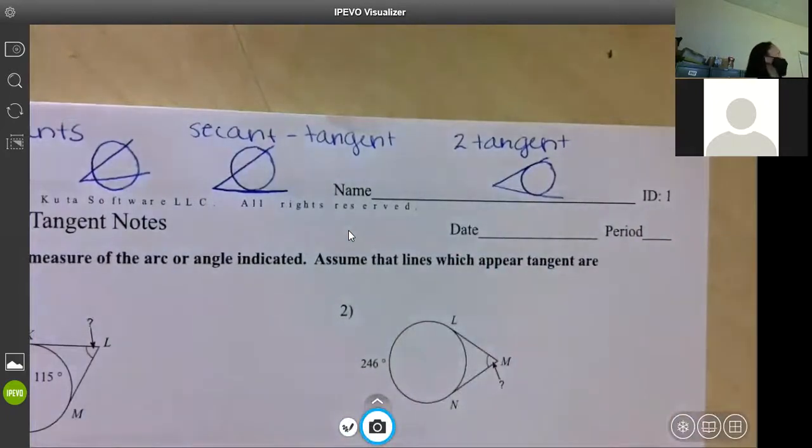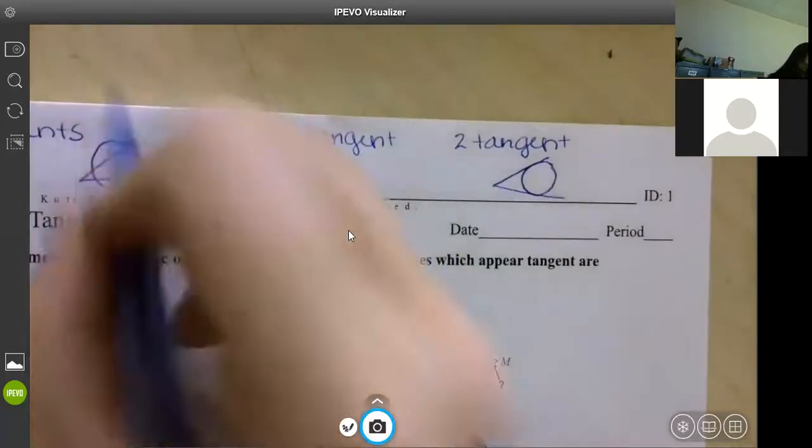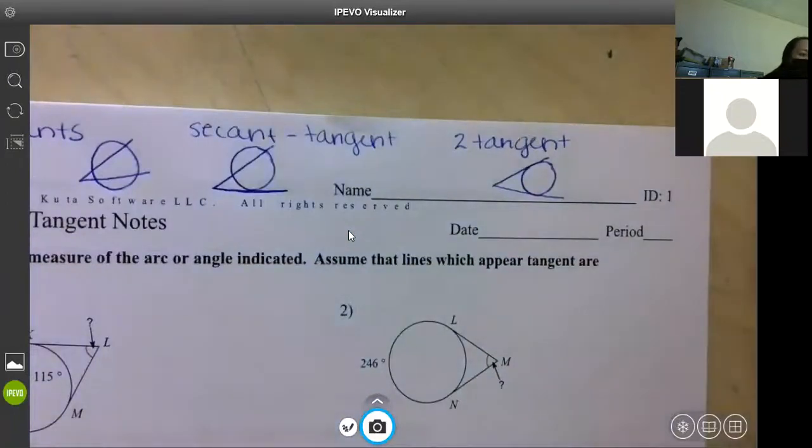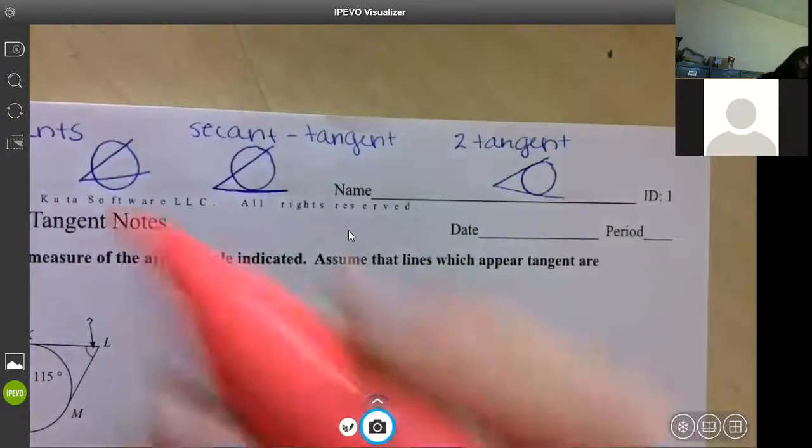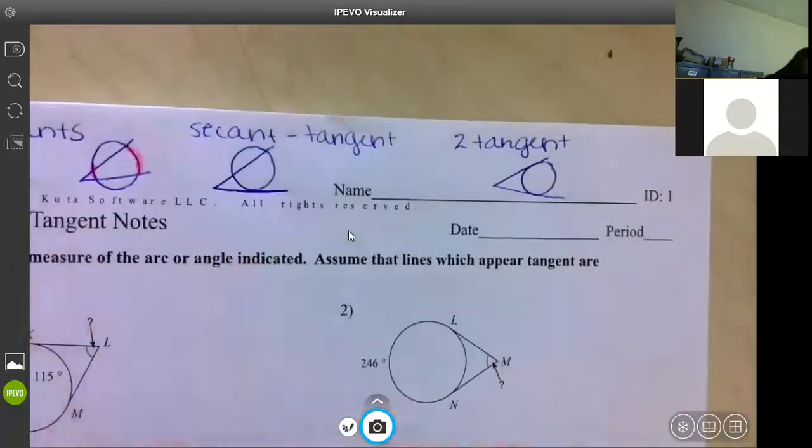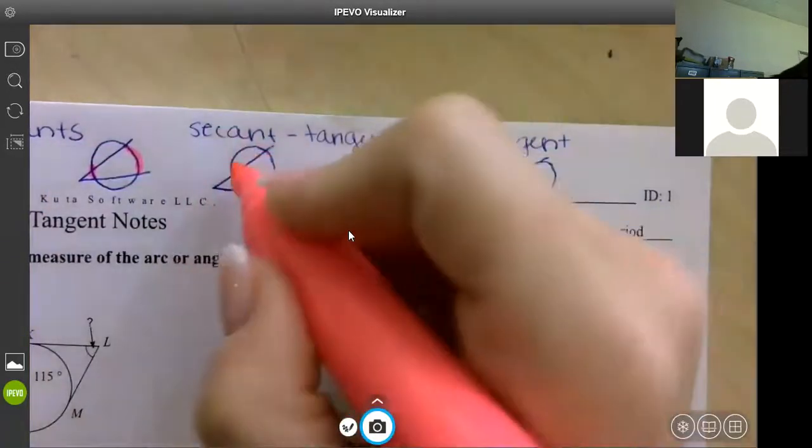All of these are the same exact formula, okay? So you don't have to memorize that they're secant or that they're tangent or whatever. What you need to be able to do is identify the two arcs within. So if we're looking at this one, those two are your arcs.